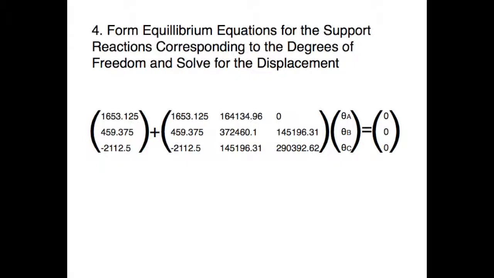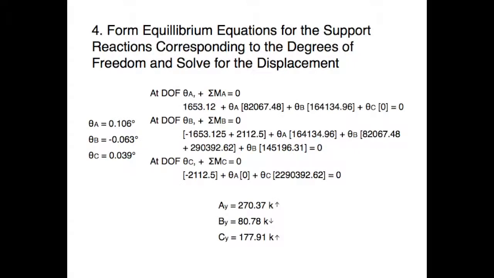Solving the system, we are able to solve for our displacements at the degrees of freedom. By substituting the displacements theta A, theta B, and theta C back into our moment equations, we are able to solve for the support reactions A sub y, B sub y, and C sub y on our real structure. We have just solved a continuous, indeterminate beam with an applied uniformly distributed load by use of the stiffness method.